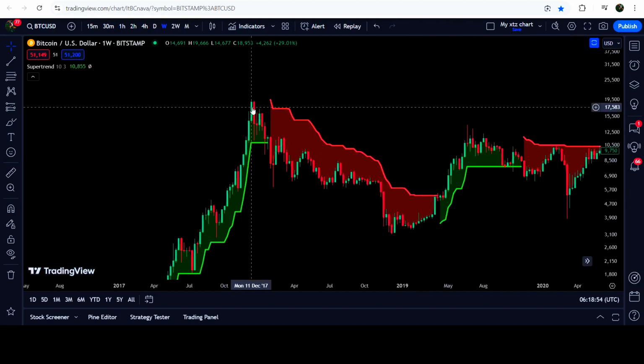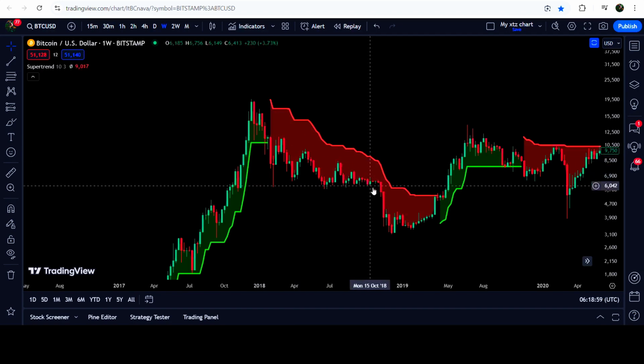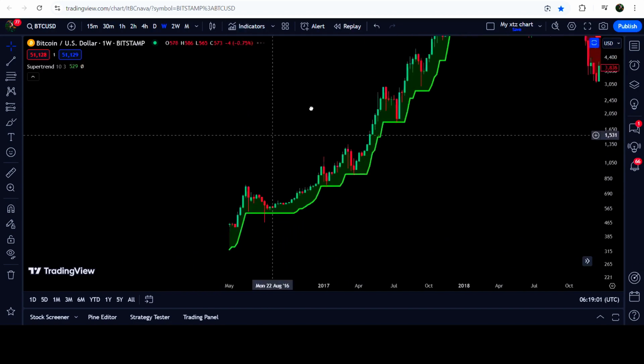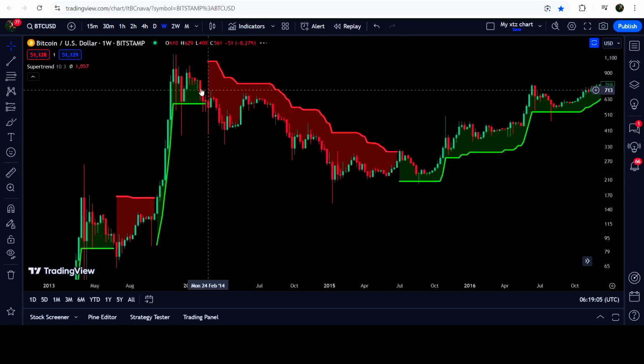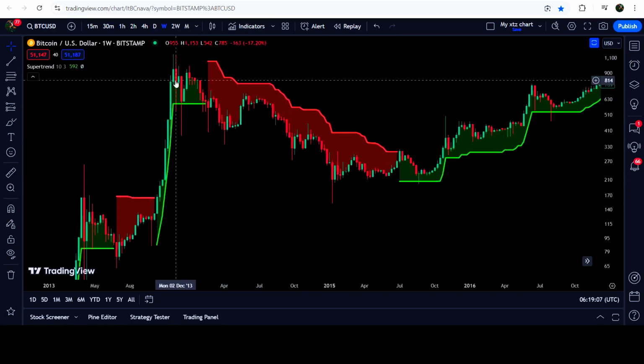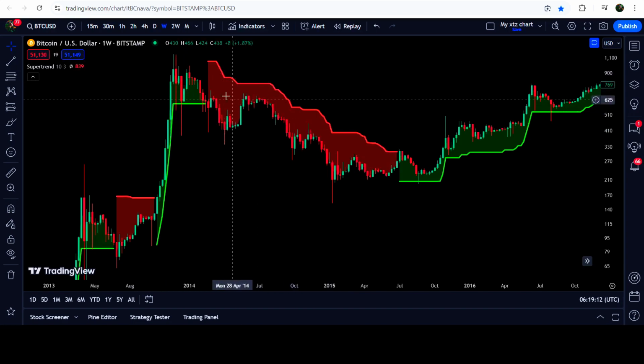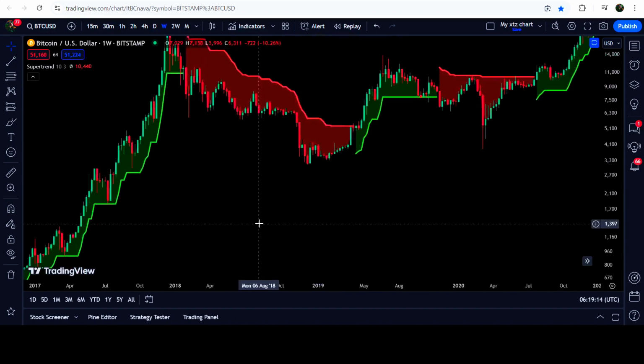You can see that when this previous bull run of 2017 ended here, after that, it broke it down, and then we had a long-term bearish trend. And before that, it happened here as well when this bull run ended here in the month of December 2013. And after that, it broke it down, and then we had a long-term bearish trend.